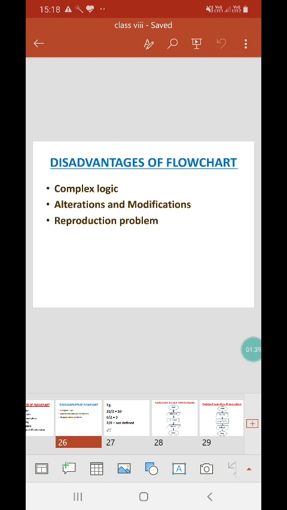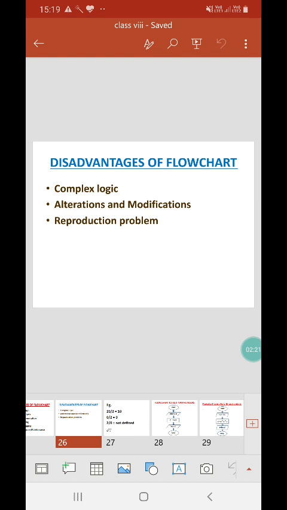Now the second disadvantage is alterations and modifications. If alterations are made inside the program, then we have to modify the flowcharts also. The flowcharts may require redrawing completely. When any modification is made in the program, we also have to modify the flowcharts and again redraw them. So it wastes a lot of time and a lot of hard work can be wasted.